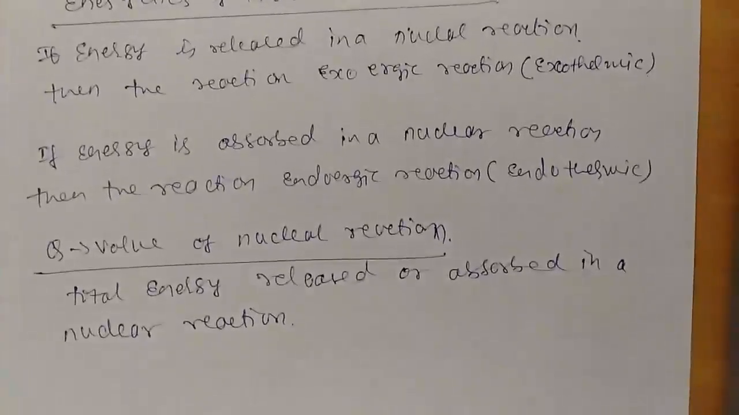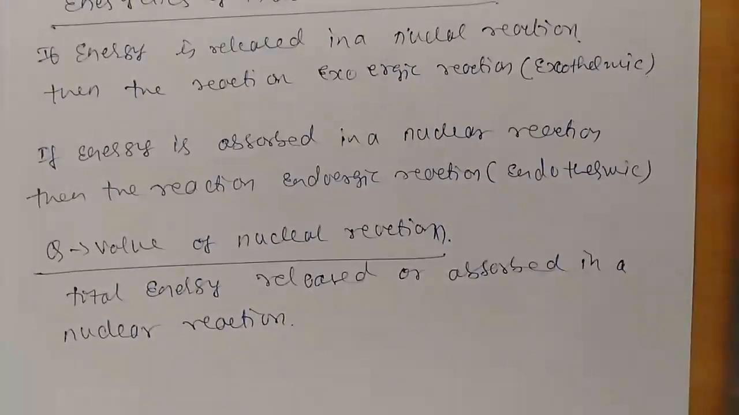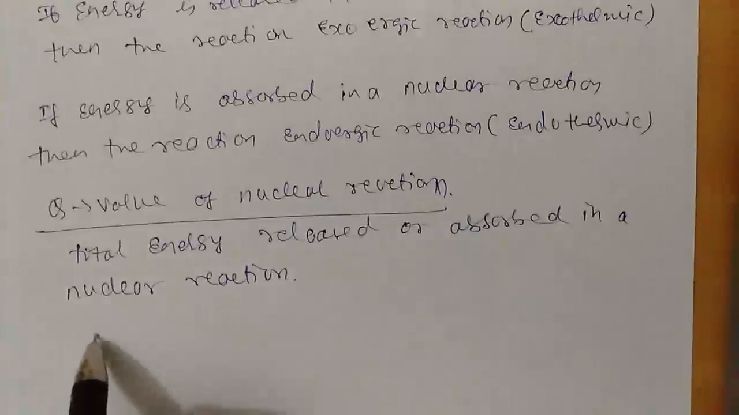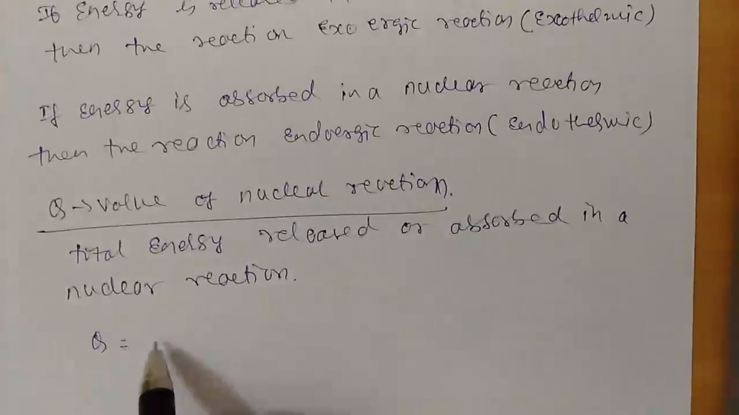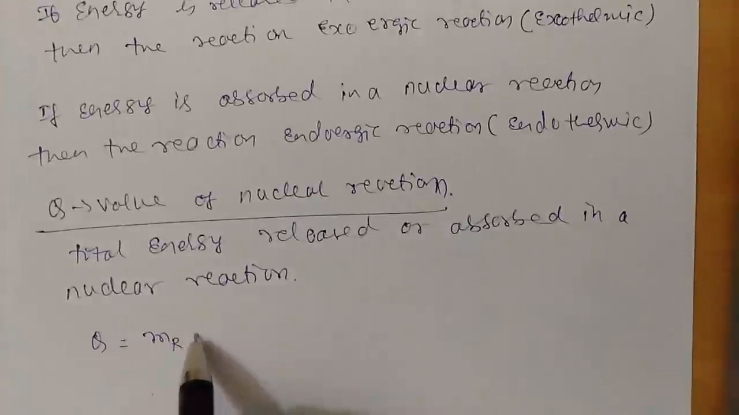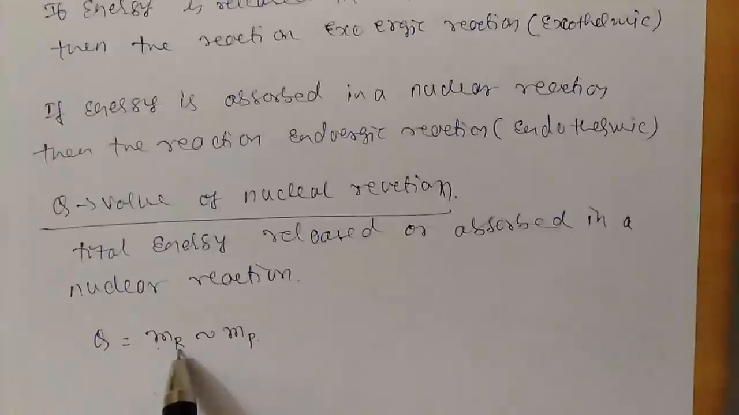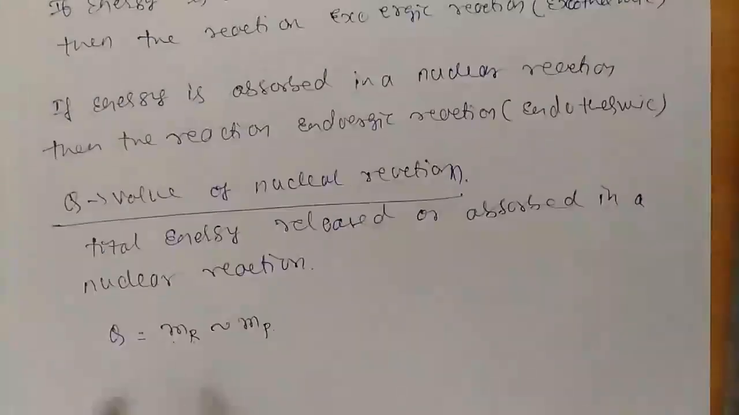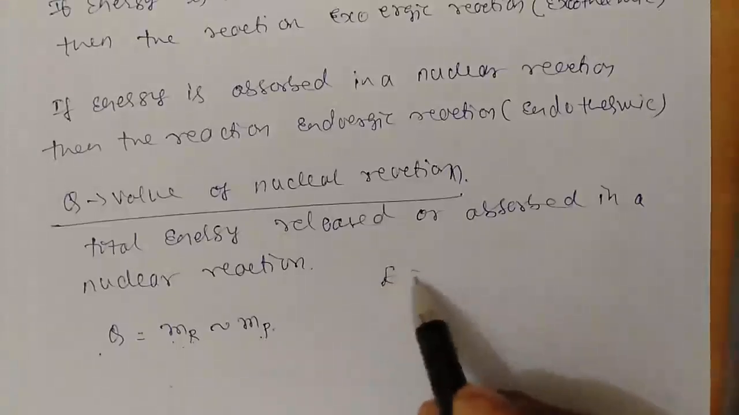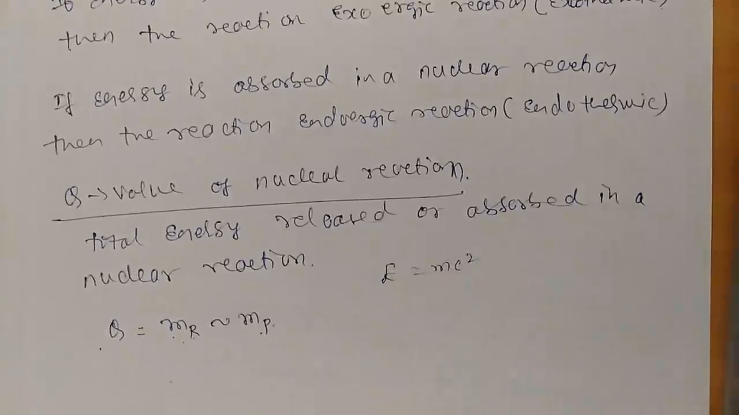Okay. So why is there energy released or absorbed during any nuclear reaction, or how do we get this energy? The Q value of any reaction is nothing but the mass difference between the reactants and the products that are being formed. This difference in mass will get converted into the total energy released according to Einstein's mass energy relation, that is E is equal to mc square.